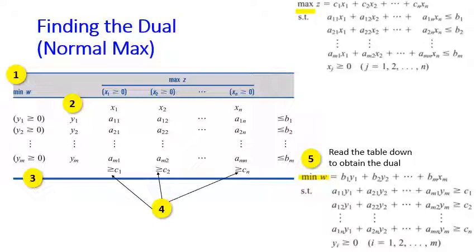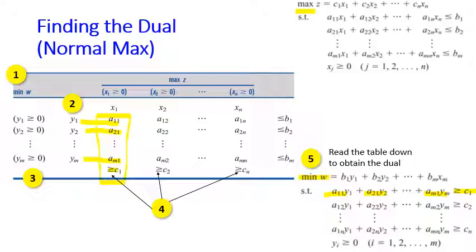Okay. Now let's talk about the constraints. Here, what I mean by reading the table down is that for the first constraint, you look at the first column. You look at the first column and this is how you read it. a11 times y1 plus a21 times y2 plus up to am1 times ym greater than or equal to c1. So that's how you read the first constraint.